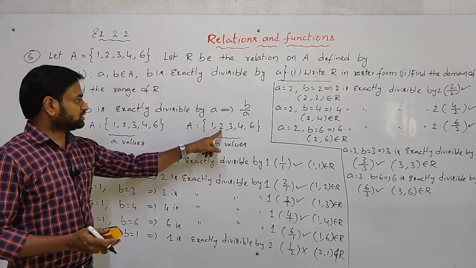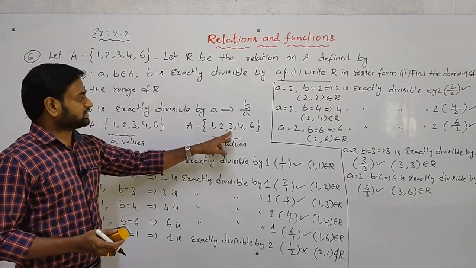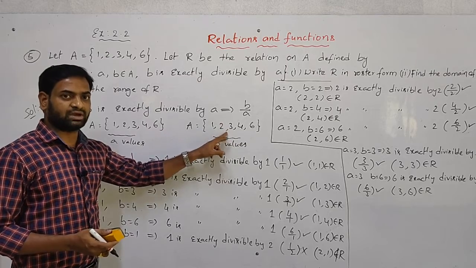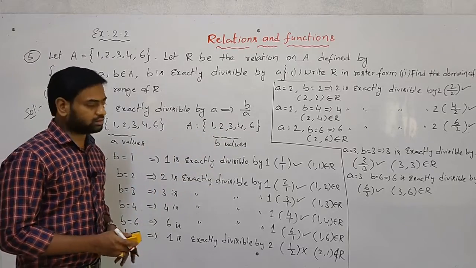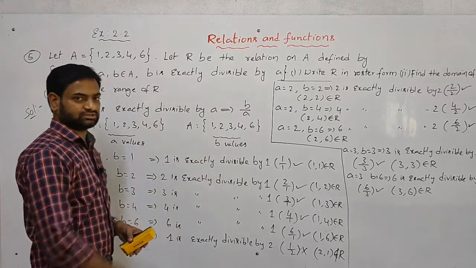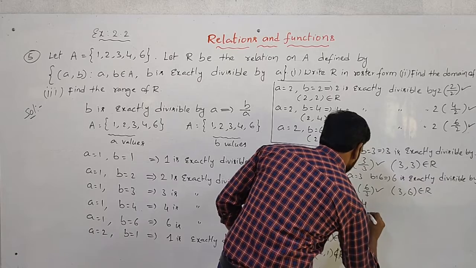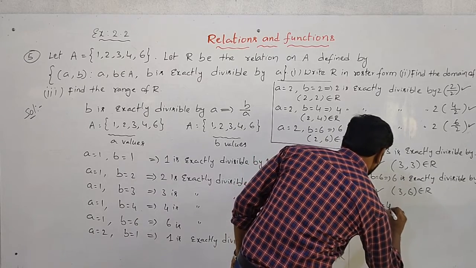Next, is 2 exactly divisible by 4? It is also not possible. Is 3 exactly divisible by 4? Wrong. Next, is 4 exactly divisible by 4? Yes, correct. So I can take here A equal to 4, B equal to 4.